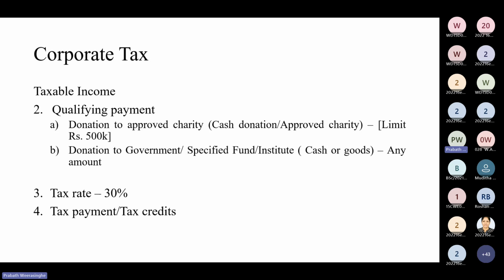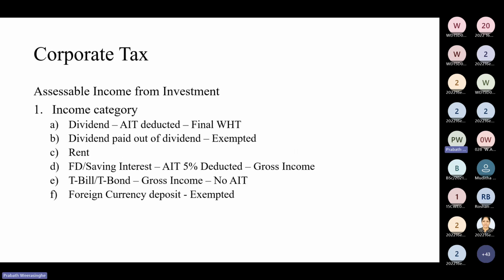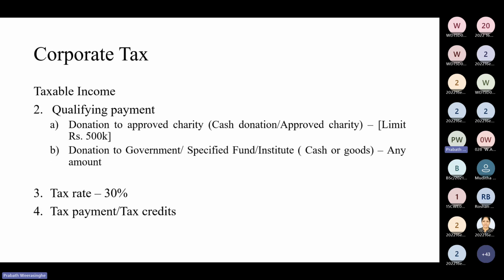Thereafter, donation to government, special funds, or the institution we have discussed, cash or goods, both are entitled. We can claim the deduction for that type of qualifying payment. There is no maximum cap, right? And once we deduct this, it is called taxable income. Thereafter we have to apply the tax rate, in case of the company it is now 30%, and any tax credit we can deduct. Remember, especially if there is any investment income and any withholding tax deducted, that can be deducted as tax credit. So that is basically the corporate tax computation.